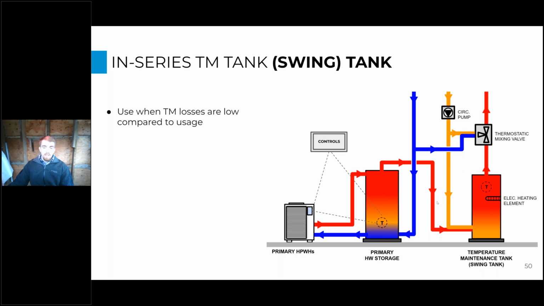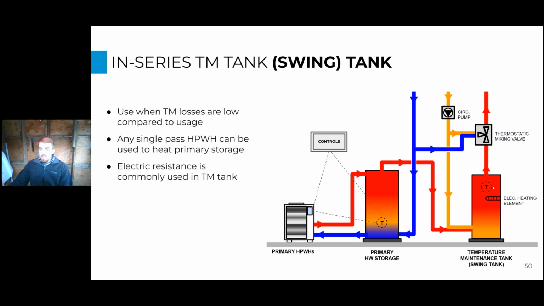So we want to make sure that we implement this system when the temperature maintenance losses are really low compared to the usage. And any single pass heat pump can be paired with this primary storage, so this basically offers a solution for every manufacturer that has a single pass heat pump. And usually, just to keep costs down and improve reliability of this temperature maintenance tank, this will be an electric heating element, because a lot of the heating load for this temperature maintenance loop is offset to the primary storage. So we have a low load that's required by this heating element.